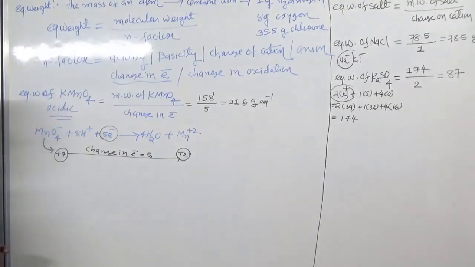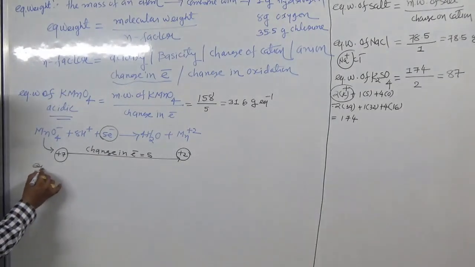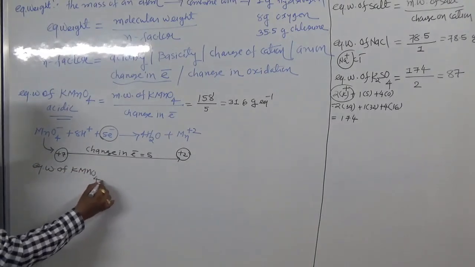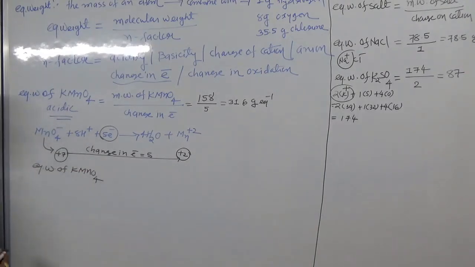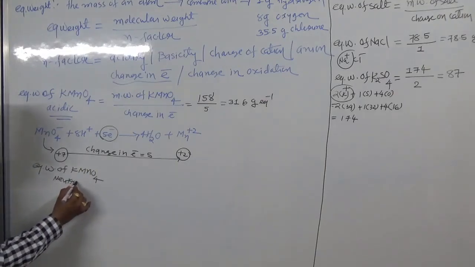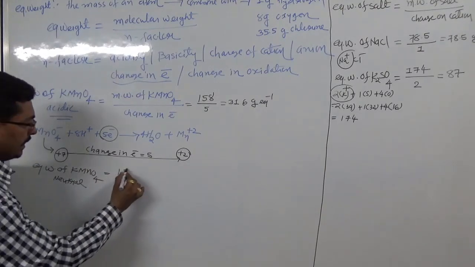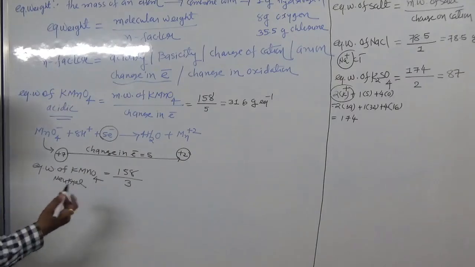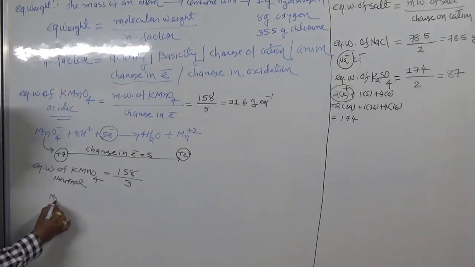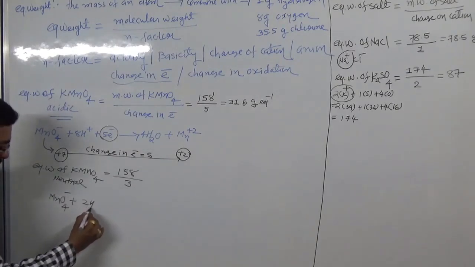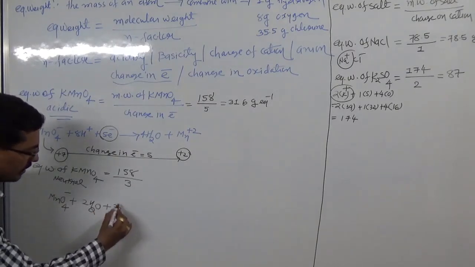Now suppose we want to find the equivalent weight of KMnO4 in neutral medium. The same formula will be used, but in neutral medium the change in electron will be 3. So 158 divided by 3. How is the change in electron 3? Just understand: in neutral medium MnO4 minus reacts with 2 water molecules and gains 3 electrons.